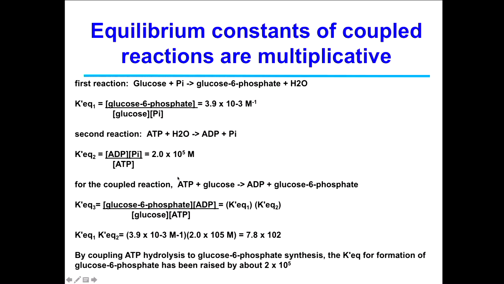The coupled reaction, again, we're going to have our ATP with the glucose giving us ADP plus glucose 6-phosphate.